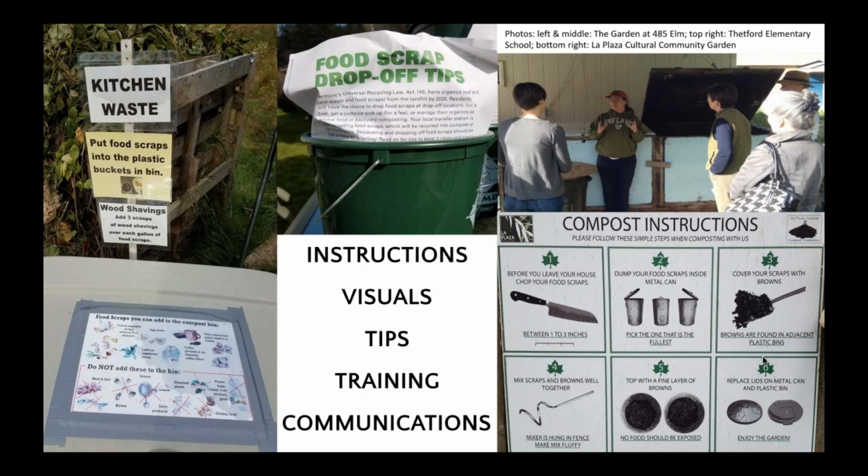The instructions that I mentioned from La Plaza Cultural in New York City are in the lower right-hand corner. It's really nice, has a visual, it even has the size of how small to chop things. Most of the tools are right there on site for them to do that. At another site, I think this was Garden at 45 Elm in Montpelier, they handed out food scrap sorting tips so that people were comfortable and had an understanding of what goes in and what does not. They have those tips ahead of time that they can refer to.